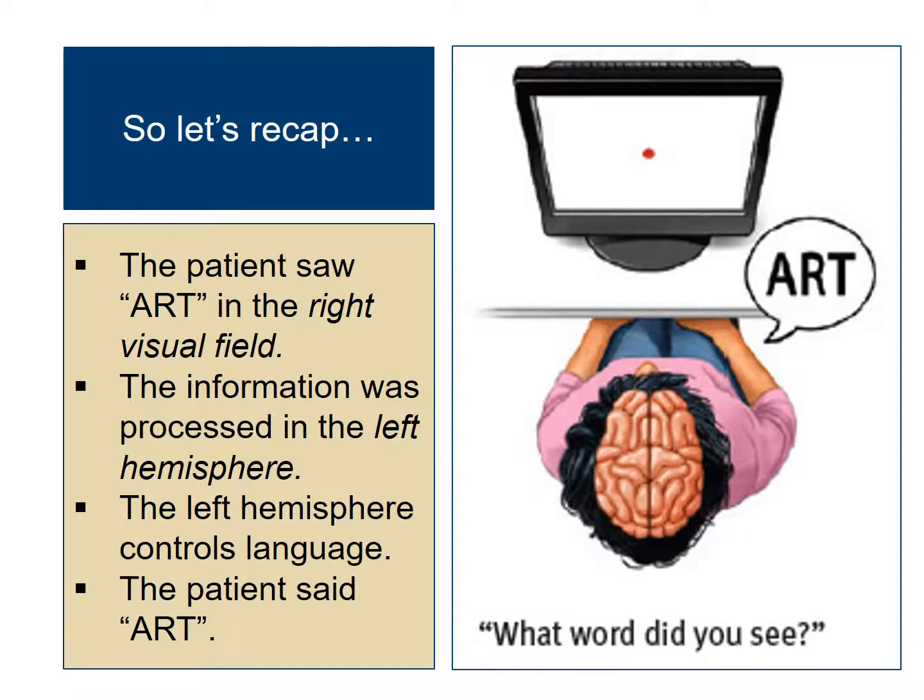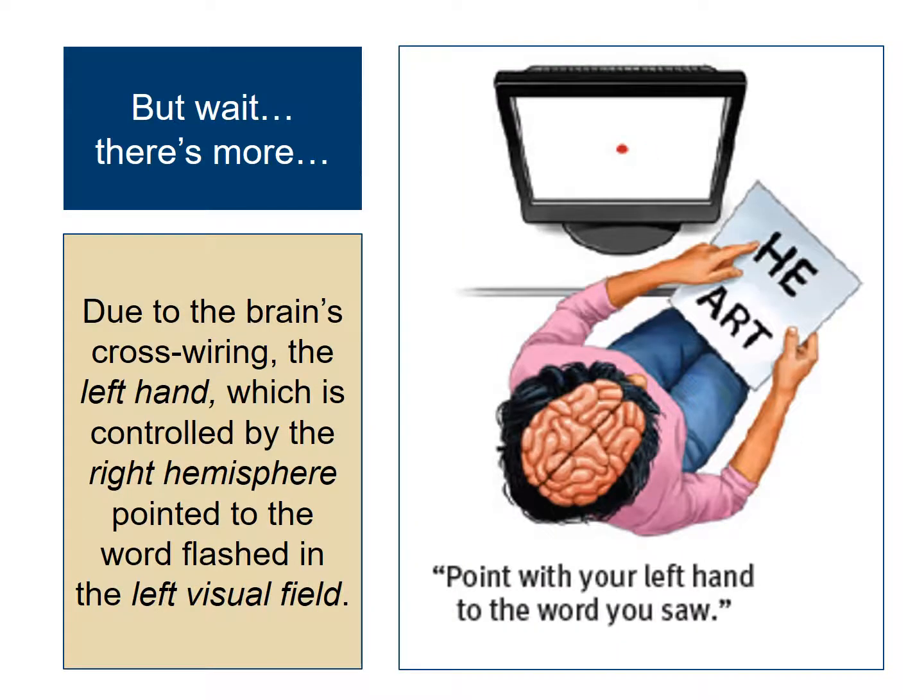So the patient saw art in the right visual field. That information was processed in the left hemisphere. The left hemisphere controls language, and so the patient said art. Due to the brain's cross-wiring, the left hand, which is controlled by the right hemisphere, pointed to the word flashed in the left visual field.